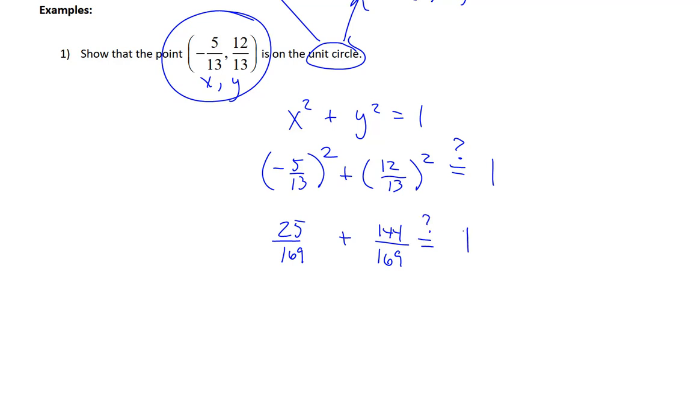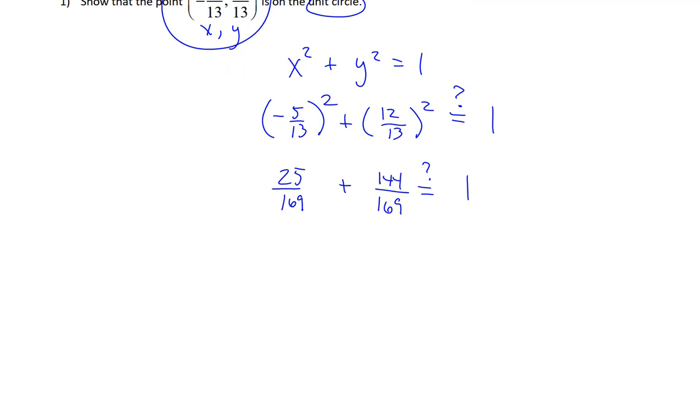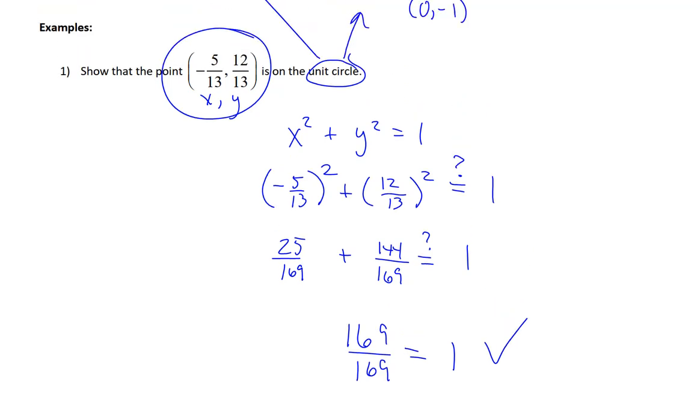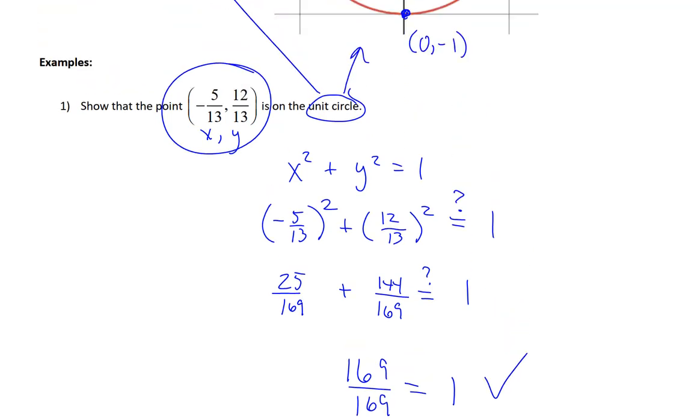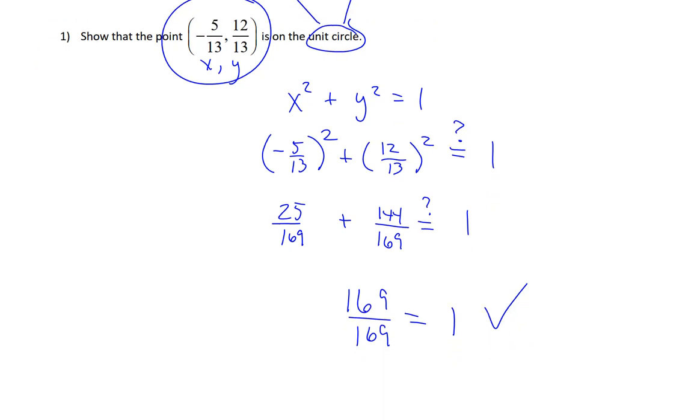And we're again wondering, does that equal 1? Well, let's put these together. To add fractions, you need a common denominator, which we have. They're both 169. And so I just add across the numerators to get the result. Well, 25 plus 144 is 169. So guess what? We end up with 169 over 169, which indeed is 1. So there, we've shown that this point is on the unit circle, because when plugged into the equation for the unit circle, it does come out true. Basically 1 equals 1.